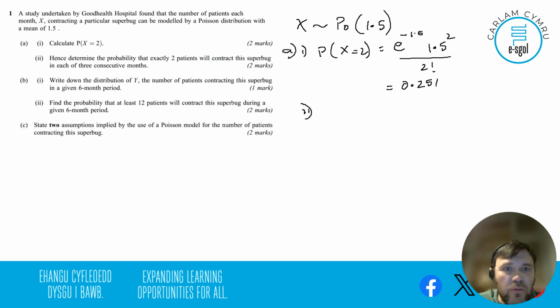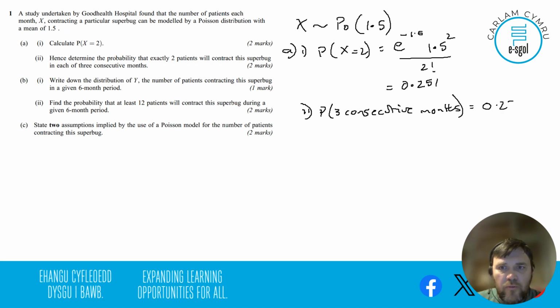So then to have it in 3 consecutive months, the probability is going to be our previous answer of 0.251 cubed, because it's just going to be 0.251 times 0.251 times 0.251, which is going to give me 0.0158. That's the first question for 4 marks.